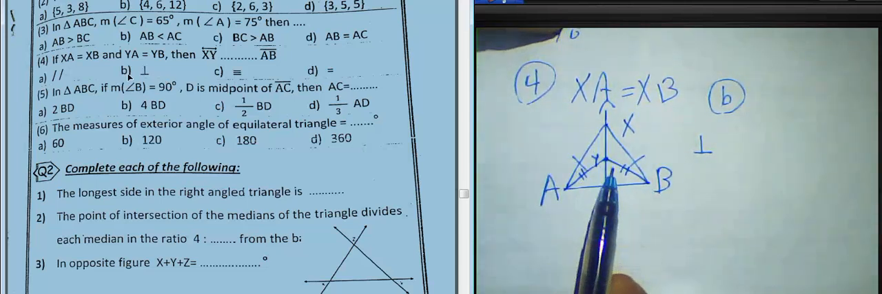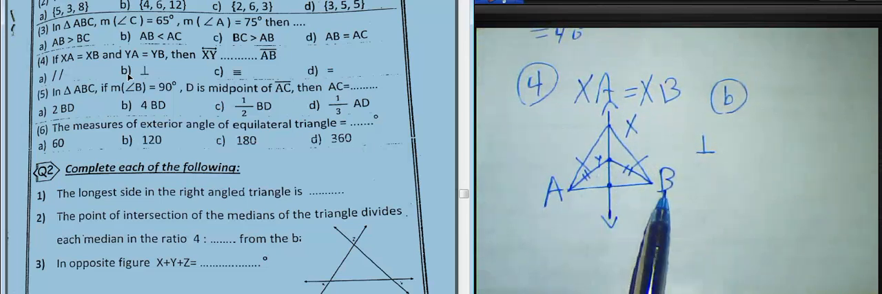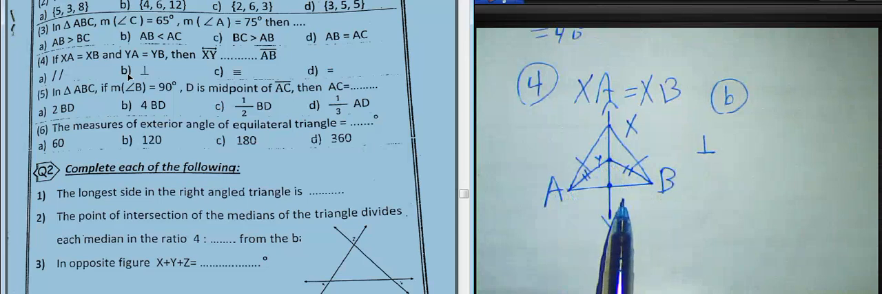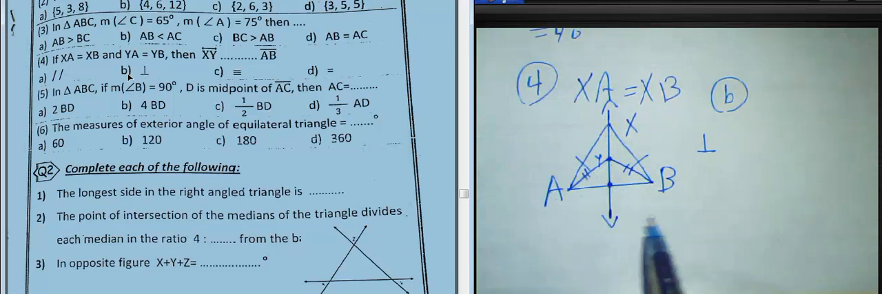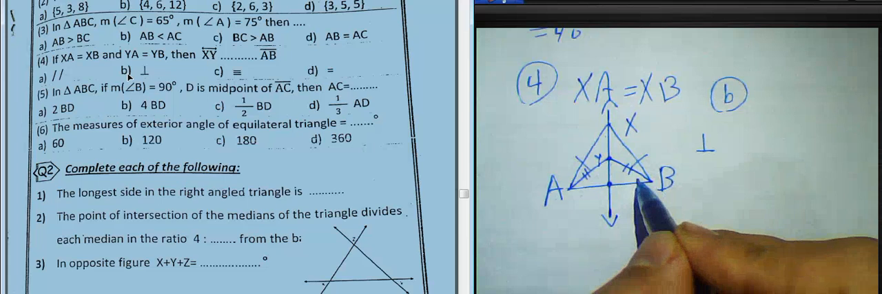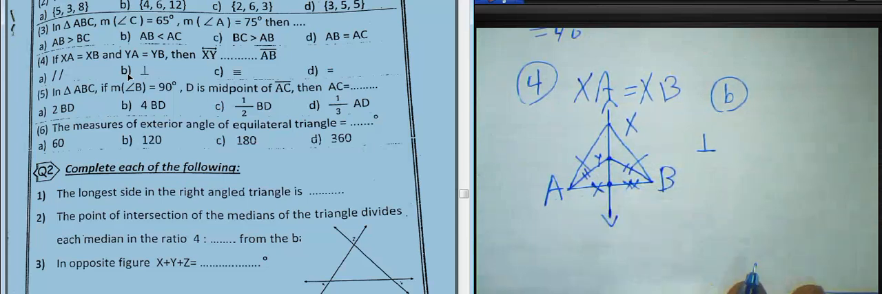Again, XY must be perpendicular to AB, because YA equals YB and XA equals XB, then X and Y are a subset of the straight line passing through X and Y, then XY is perpendicular to AB and bisects the base into two equal lengths. Okay, question number 5.